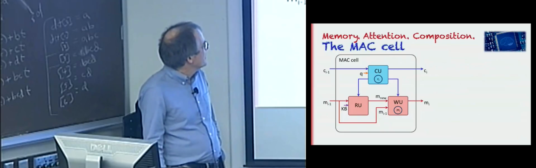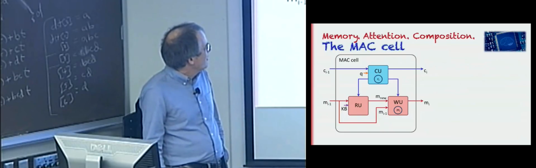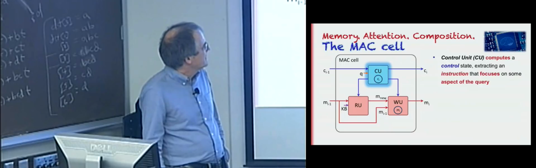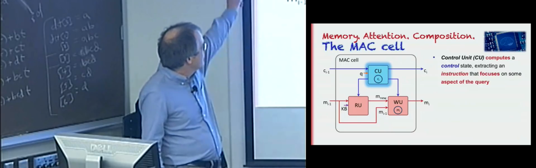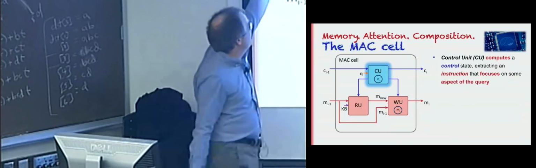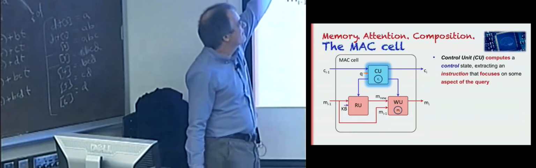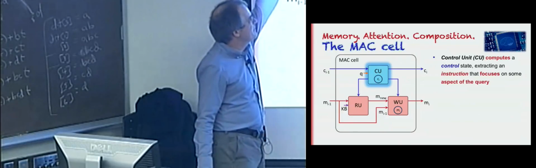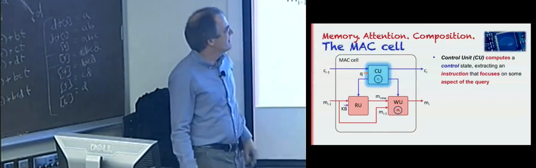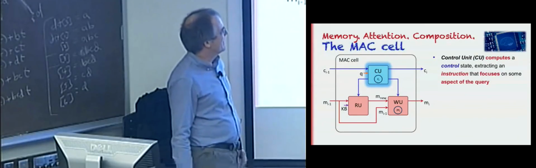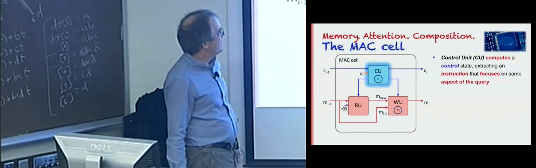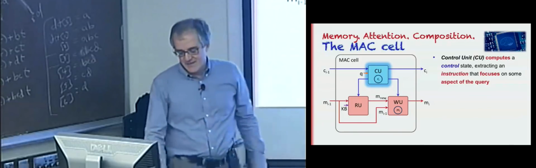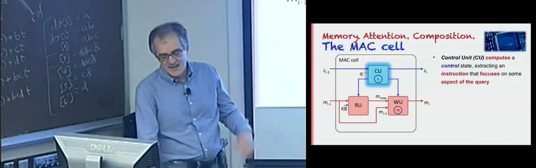So the operation of our MAC cell has three parts. So it has a control unit. The control unit maintains its own recurrent state. This is a vector of dimension d, and it calculates a new vector of dimension d for the next time step, and it's going to update it based on stuff it takes out of the English language query.